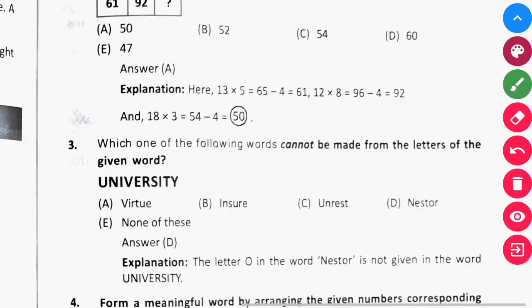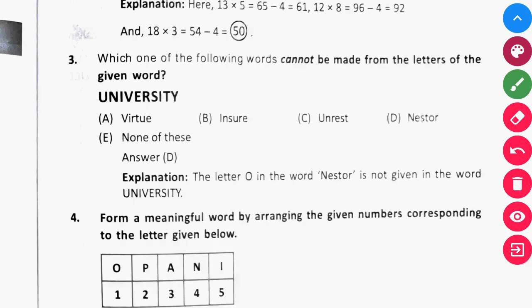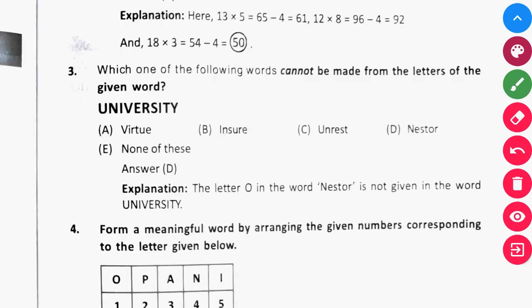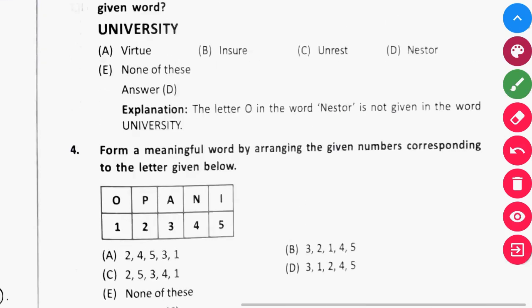So university is the given word, and you just check these four options, and which word is not formed from the university, you can check it. So O is there in the nester, which is not there in the university. So nester is the odd one out in that series.